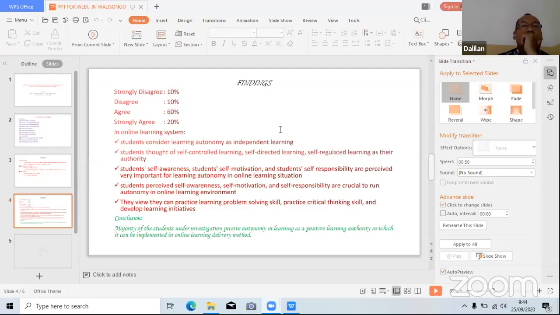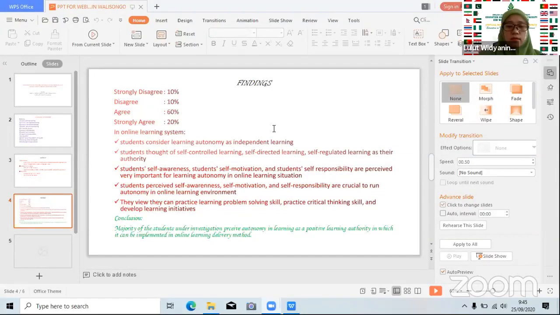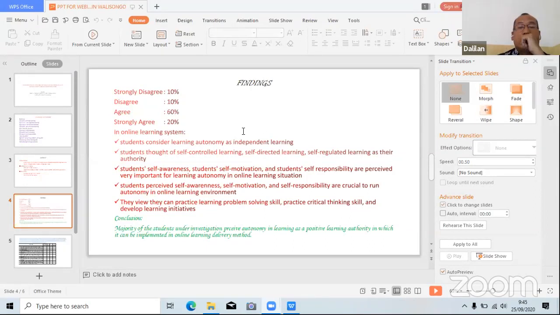Okay, ladies and gentlemen, thank you so much. It is my turn now to present my slides, my paper. In order to make the time shorter, I would like to display brief slides, consisting of 5 or 6 slides. It's entitled Library Science Students' Perceptions on Learning Autonomy in this online learning delivery method. It was a mini research conducted with my own students of Library Science at the Faculty of Humanities in Raden Fatah Palembang.